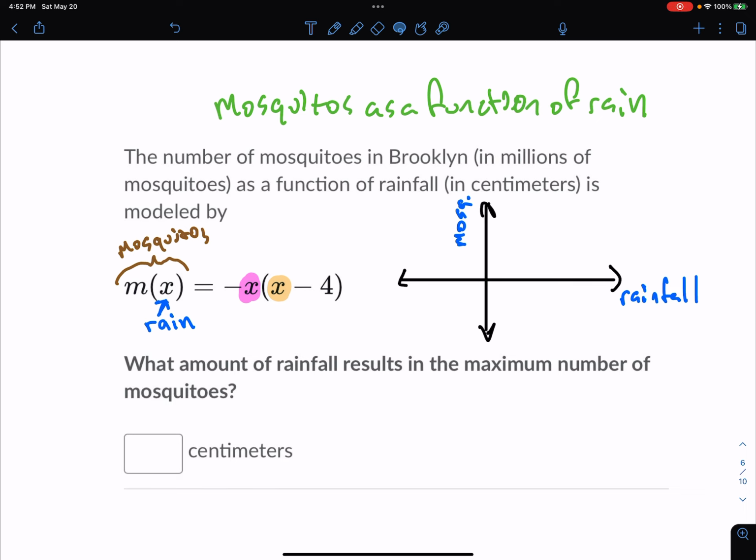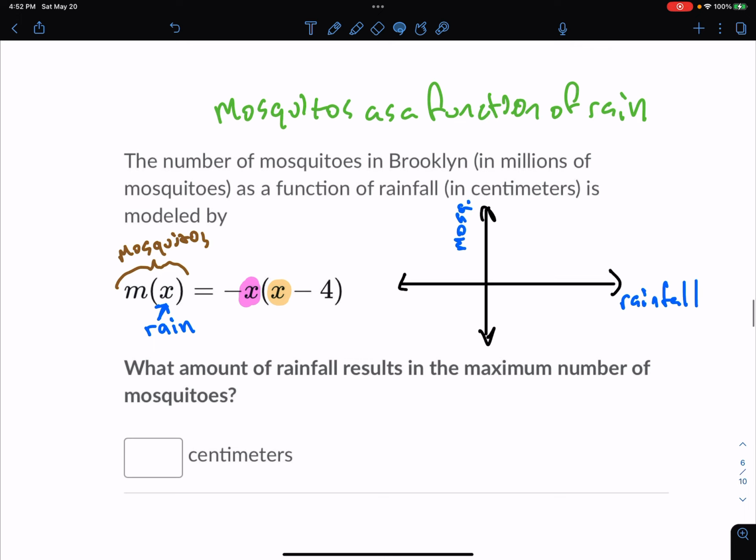So, the number of mosquitoes in Brooklyn, in millions of mosquitoes, as a function of rainfall in centimeters is modeled by... Now, we had a whole test this semester on function notation. So function notation, they're telling me the number of mosquitoes in Brooklyn as a function of rainfall. So this function is giving us the number of mosquitoes, and that is as a function of rainfall. So as a function of, that's the x value. The rain is on our horizontal axis. How much rain is coming is the horizontal axis.